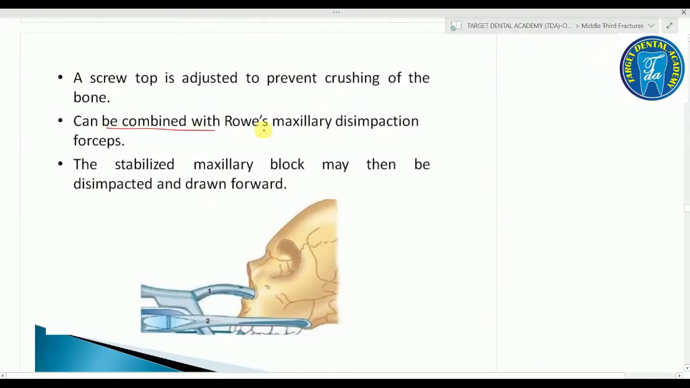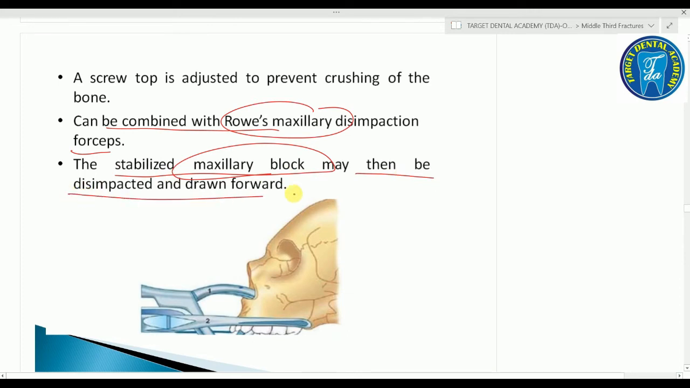It can be combined with the Rose maxillary disimpaction forceps. Then the stabilized maxillary block may be disimpacted and drawn forward with the help of the Rose maxillary disimpaction forceps.